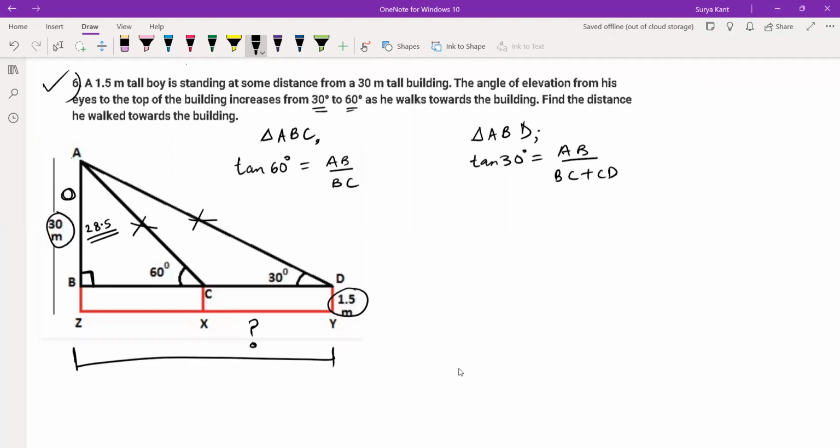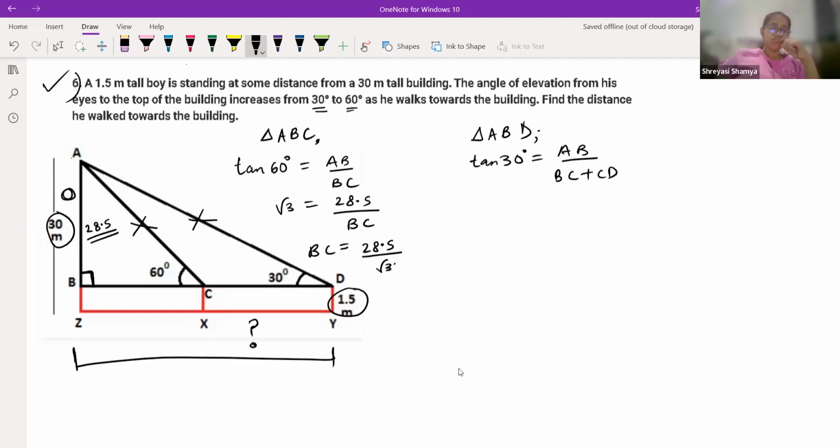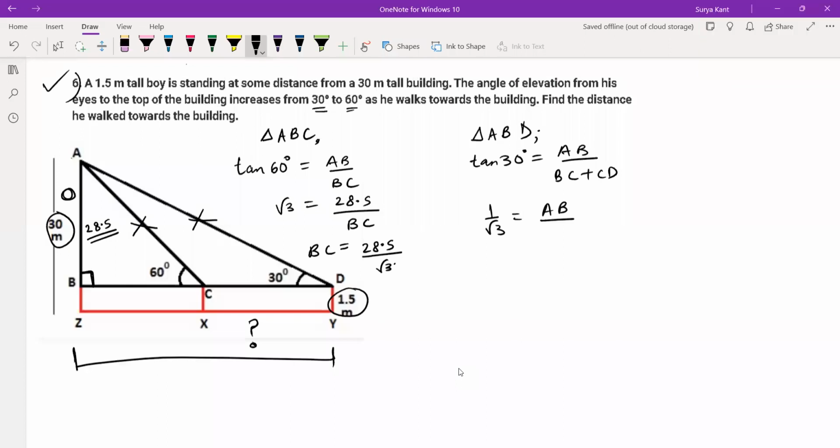Now just put the values: tan 60 is √3, AB is 28.5, and BC we don't know. So BC is equal to 28.5 divided by √3. Clear? Yes, sir. Similarly, we can write tan 30, which is 1 by √3, equals AB by, see, this is going to be a bit complicated. In place of BC, we should write 28.5 by √3, something like that.